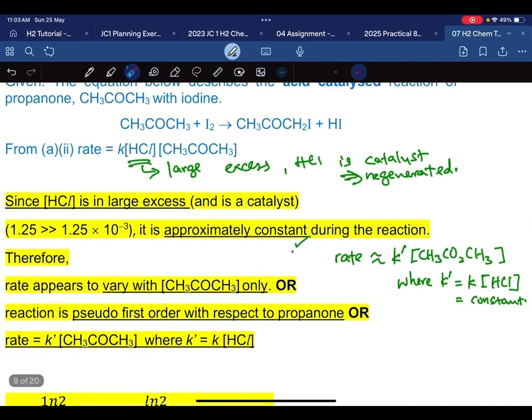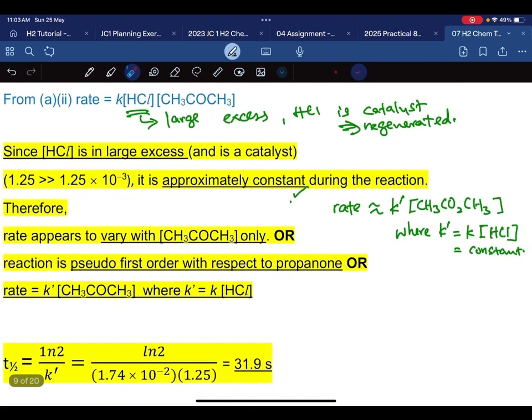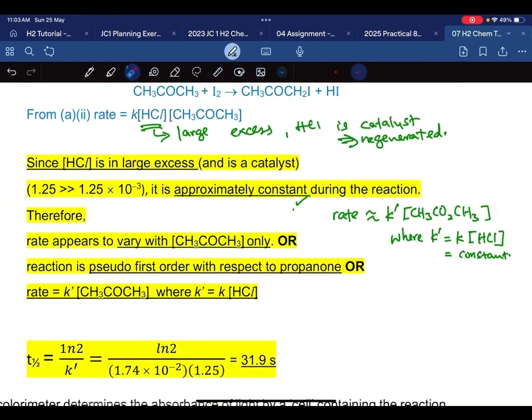So since we know we are looking at a pseudo first order reaction, therefore we can use the equation involving the half-life. Remember, t half equals ln 2 over k, but here my k should be my k prime, okay? K prime, meaning I should be looking at t half equals ln 2 over k times [HCl] concentration. So this is what I have. When I substitute, I'm going to get t half being 31.9 seconds.